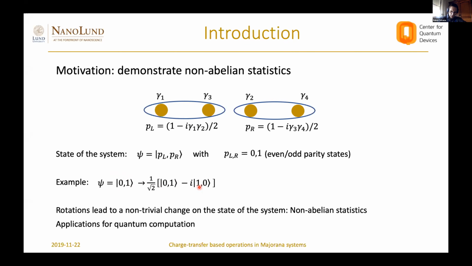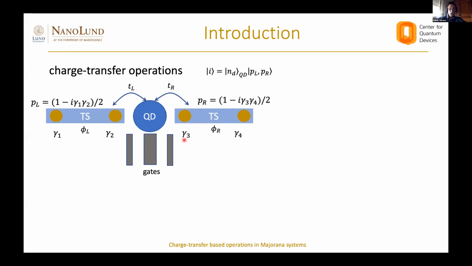Let me say that in principle, this braiding in real space may require controlling nanowires in a very accurate way, usually using several or many gate electrodes, and that might be a hard approach to begin with. So for that reason, people have developed some effective ways of demonstrating non-abelian statistics, and I will focus on one of them, which is based on charge transfer-based operation. So this is the device I will be focusing on during all the talk.